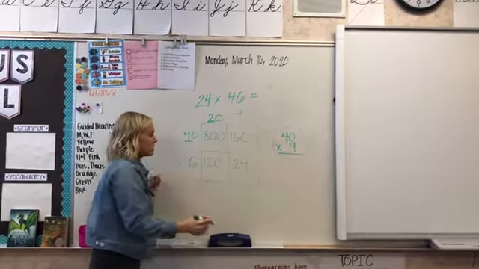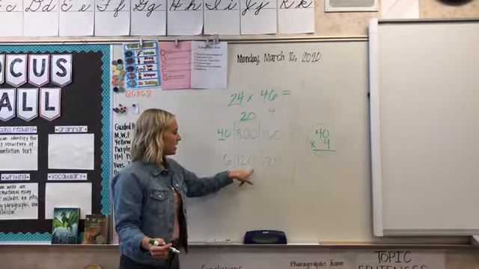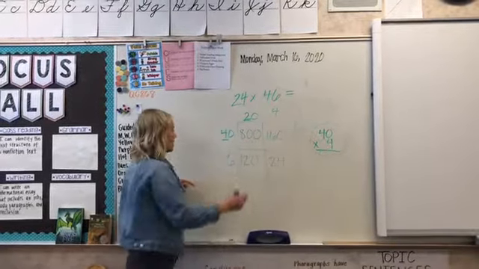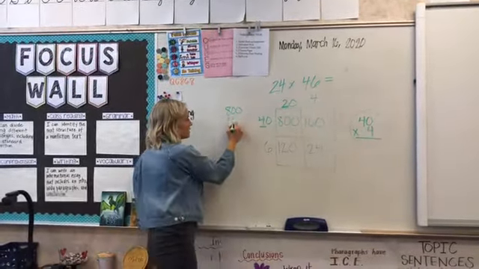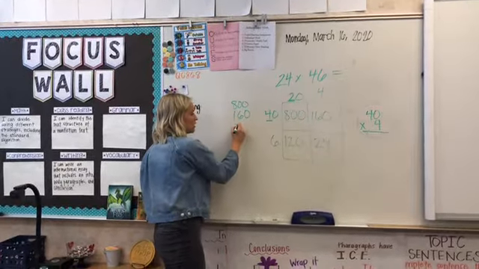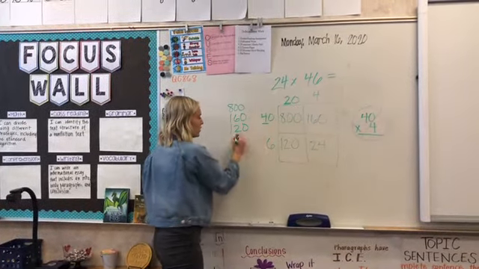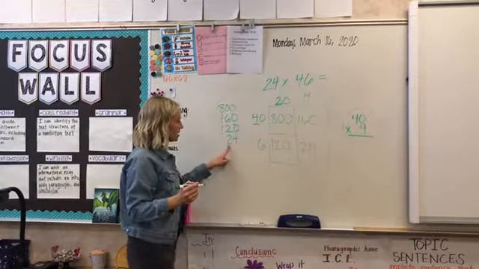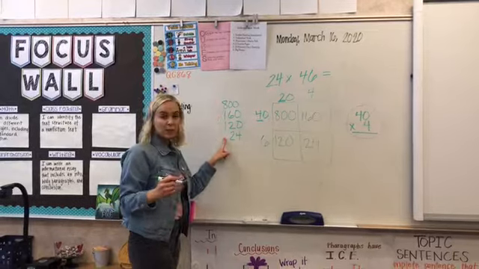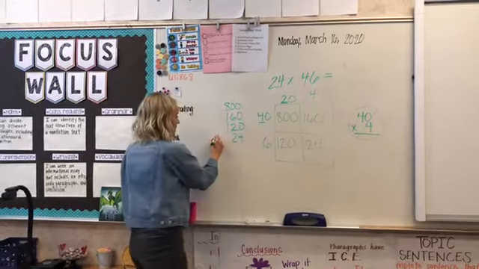Now I'm going to add up each of these numbers in each box. So I have 800, 160, 120, and 24. I'm going to make sure that my ones are lined up, my tens are lined up, and my hundreds are lined up so that I add correctly.